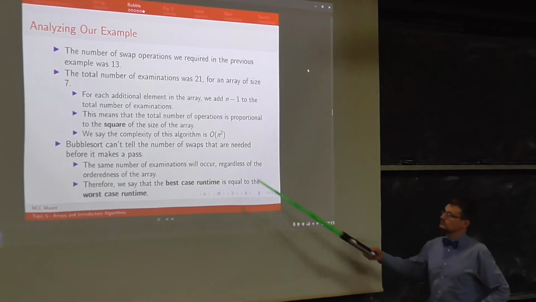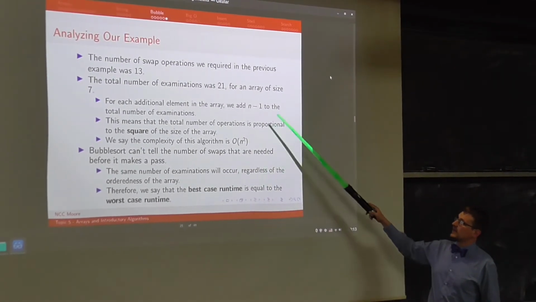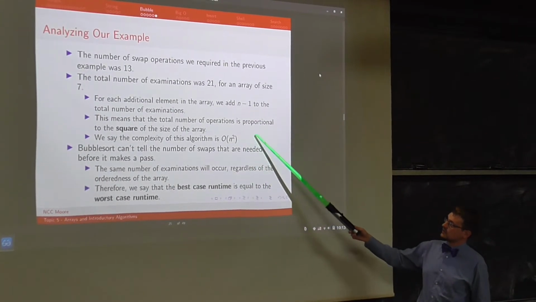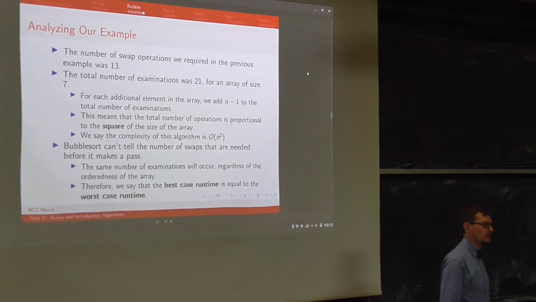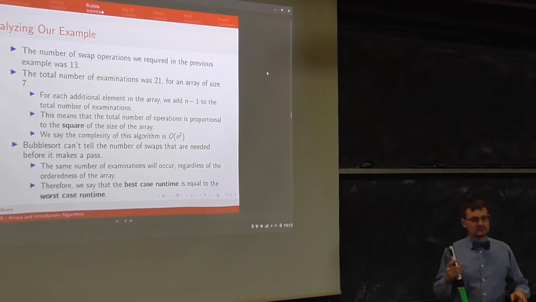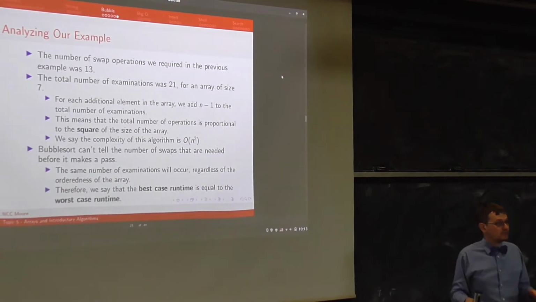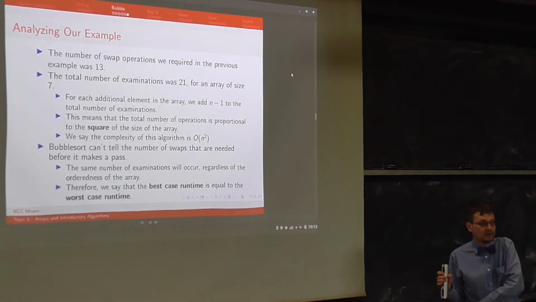So, for each additional element in the array, we add n-1 to the total number of examinations. This means that the total number of operations is proportional to the square of the size of the array, right? Does that make sense? The total number of operations we have to perform is proportional to the square of the size of the array, right?